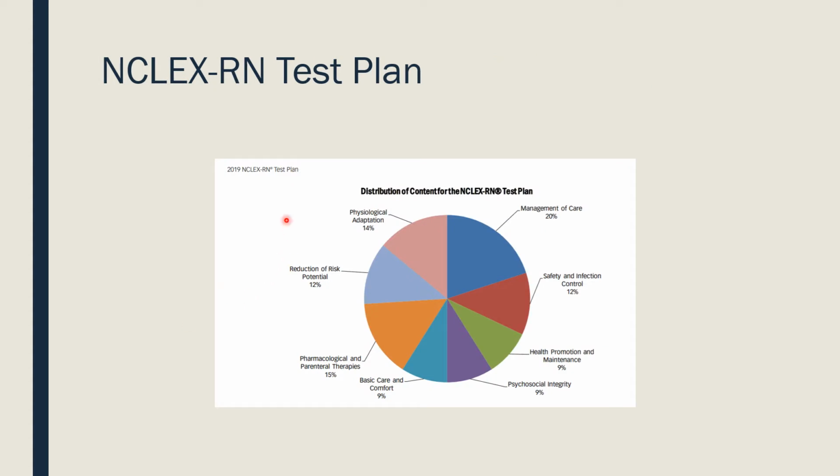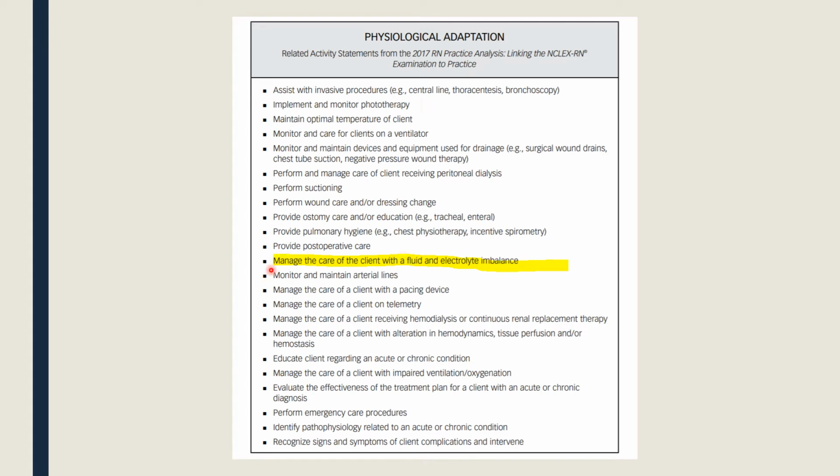Now, when you look at the NCLEX-RN test plan, and this is based on the 2019 NCLEX-RN test plan, all of this we will discuss in these concepts. As you can see, the majority of the questions will be coming from management of care, and second would be pharmacological and parenteral therapies. And some of this, physiological adaptation, will also be asked. I highlighted here the test plan, okay? And you really have to know how to manage patients who have fluid and electrolyte imbalances.